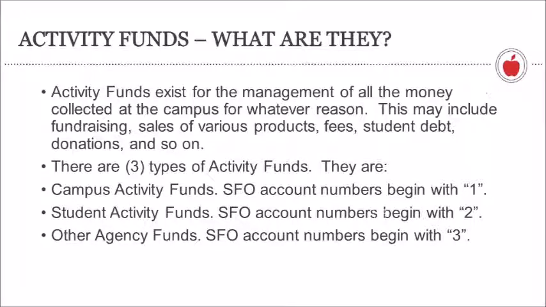There are three types of activity funds. They are campus activity funds. Their account numbers in SFO begin with 1. Student activity funds. Their account numbers in SFO begin with a 2. And other agency funds. Their account numbers in SFO begin with 3.